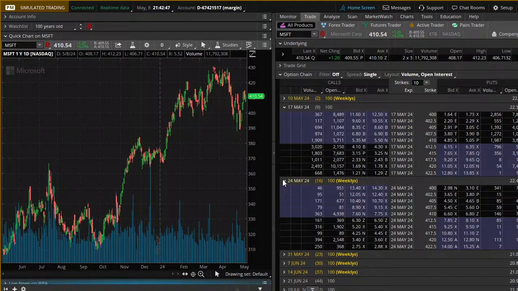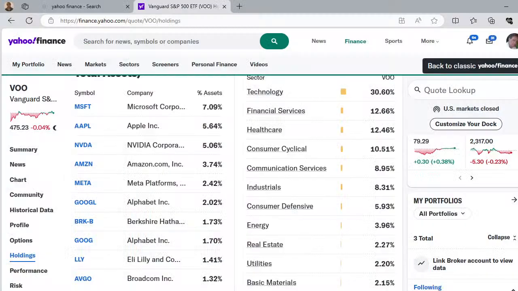Okay? So if you're putting your money in VOO, let's go back to VOO for a second. Here's VOO. This is Yahoo Finance. Come down to the bottom corner, holdings. It tells you what is inside of VOO: Microsoft, Apple, Nvidia, Amazon, Meta, Google, Berkshire Hathaway, Alphabet, Eli Lilly, AVGO, and plus a bunch of others. These are just the top ones. But what I'm saying is, you can do this by yourself, and you don't need them.